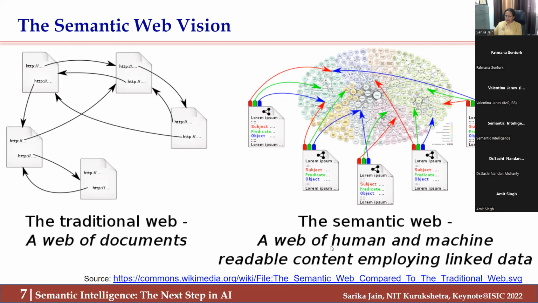We are converting the web of documents to the web of data model. It is a web of human and machine readable content. And how are we doing it? By employing linked data. So this is the semantic web.